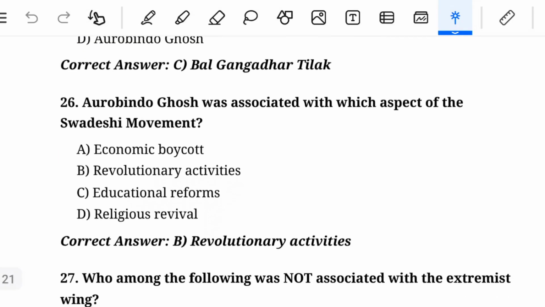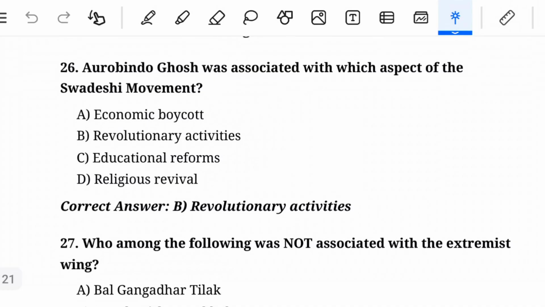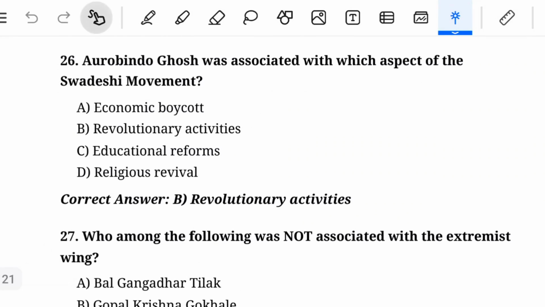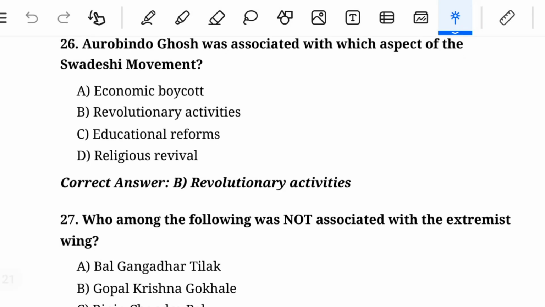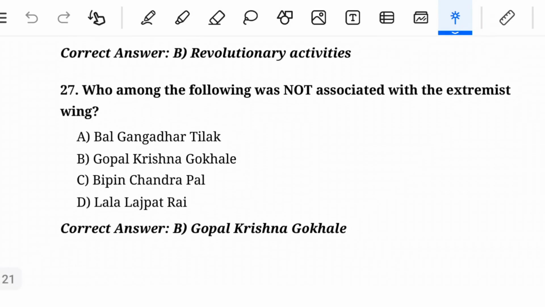Bal Gangadhar Tilak. 26. Aurobindo Ghosh was associated with which aspect of the Swadeshi movement? A. Economic boycott. B. Revolutionary activities. C. Educational reforms. D. Religious revival. Correct answer B. Revolutionary activities.